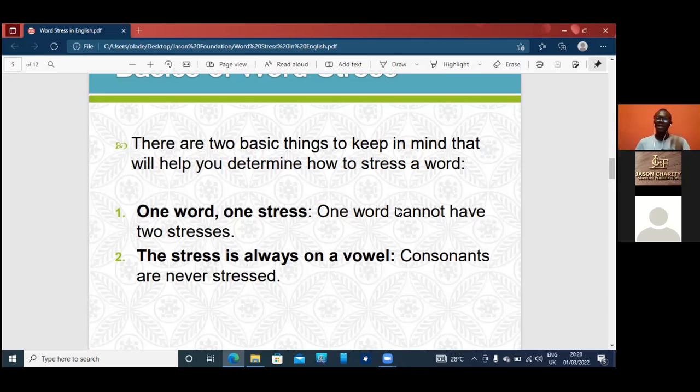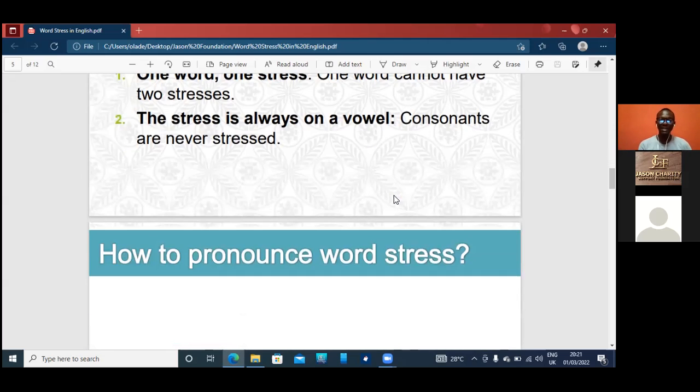And then the other thing you need to consider is that the stress is always on the vowel sound. The stress is always on the vowel sound. Consonants are never stressed. Is that okay? Consonants are never stressed. The stress is always on the vowel sound. That is a very key understanding.